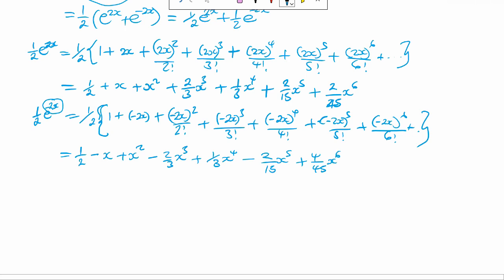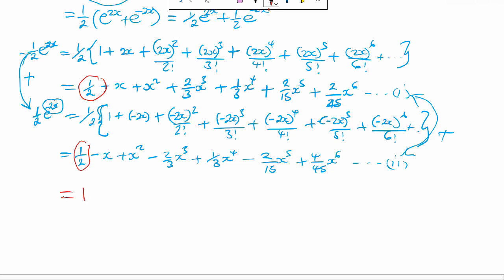Now, since we were adding this plus this, call this one equation 1 and this one equation 2. I'm going to add 1 to 2. I'm going to add the 2 equations and I shall collect like terms. By collecting like terms, you find that a half added to a half, you get 1.